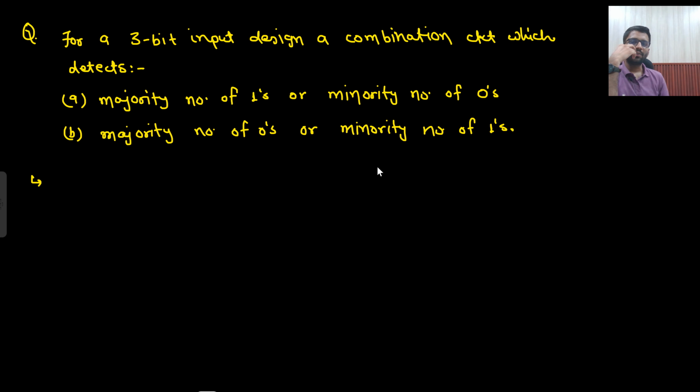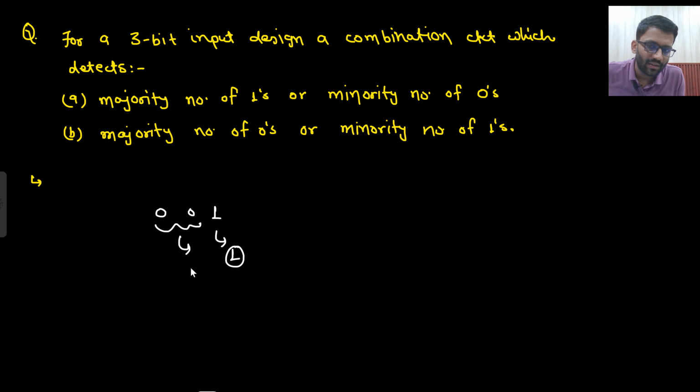You need to design, for a 3-bit input, a combinational circuit which detects majority number of 1 or minority number of 0. Both are same thing, no? If 1 is in majority, that means 0 will be in minority. So for a 3-bit input, you need to design a combinational circuit which will detect majority number of 1s or minority number of 0. That means if my input is 0, 0, 1, here I am designing majority number of 1. So here 1 bit is coming one time only and 0 bit is coming 2 times. That means it will be low.